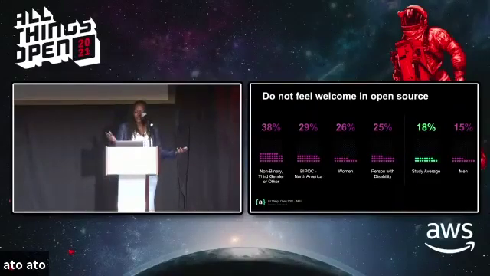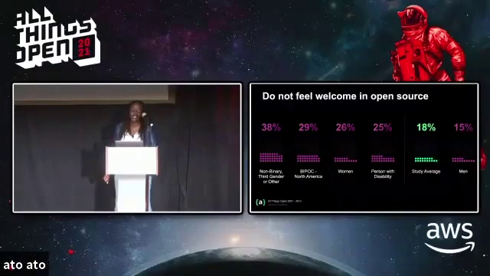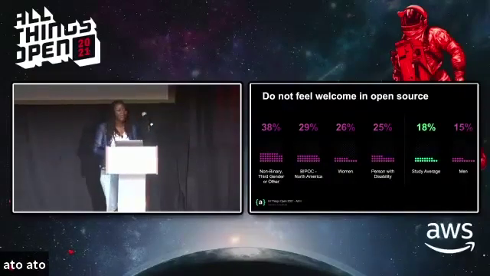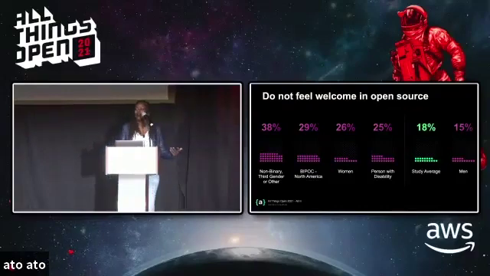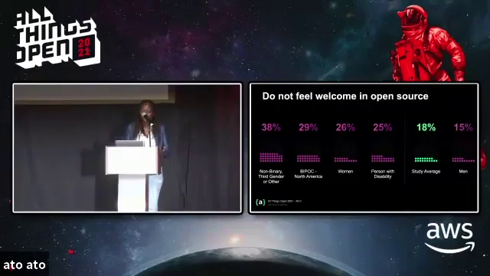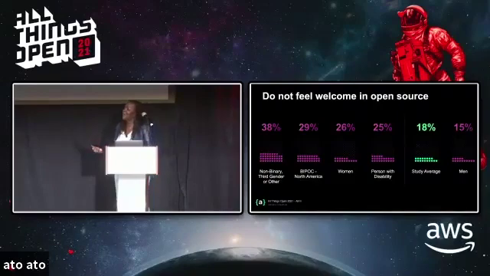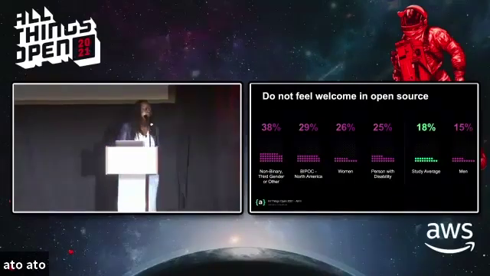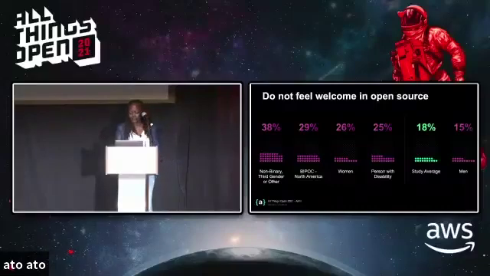We want to know about the 25% of people with disabilities, how are they feeling? We want to know about the 26% of women who do not feel welcome in open source. What are their stories? What about the 29% of persons of color here in North America, and the staggering 38% who identify as non-binary or a third gender? Why are they not feeling welcome in open source? That's where we have to begin the conversation.